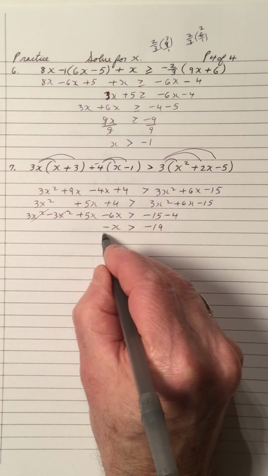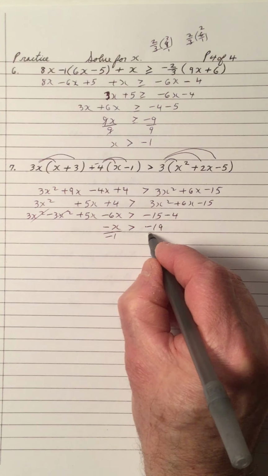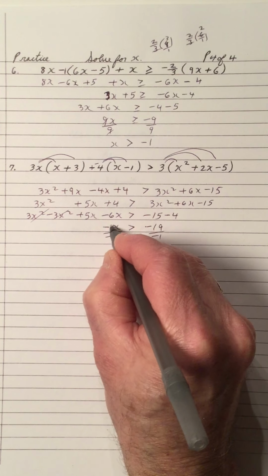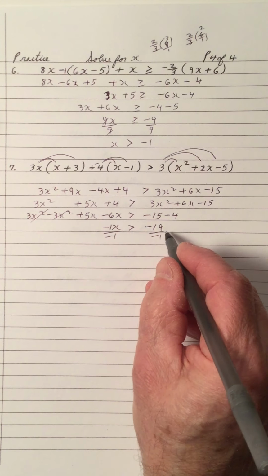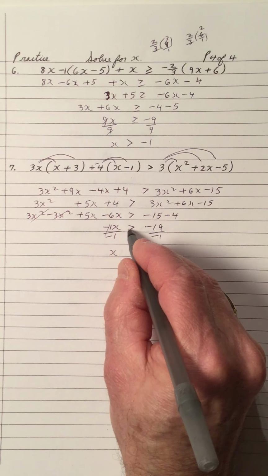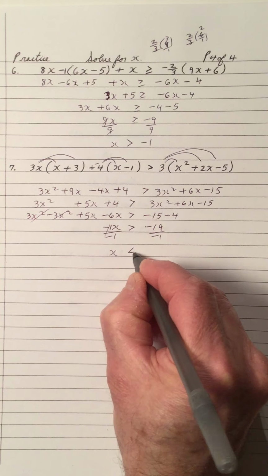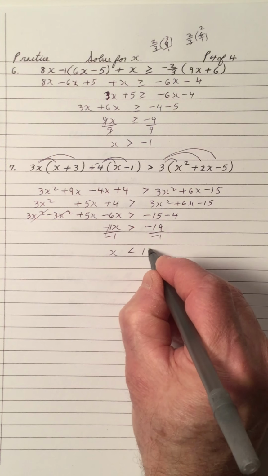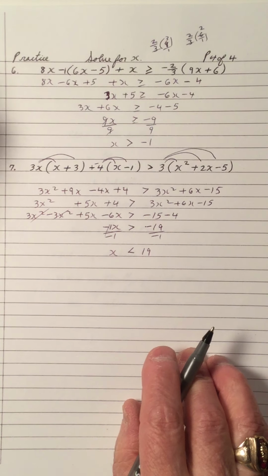That's understood to be 1, so I'll divide by negative 1. Again, that's a 1 right there. So I divide both sides by negative 1. That gives me x. Because I divided by a negative number, greater than becomes less than. And I get a 19 when I divide.